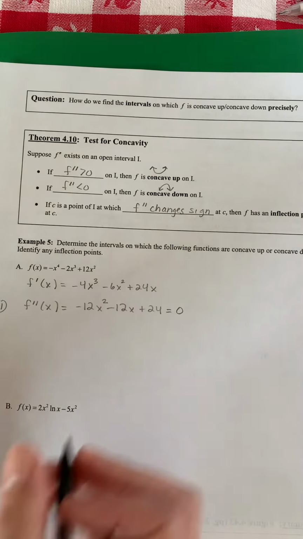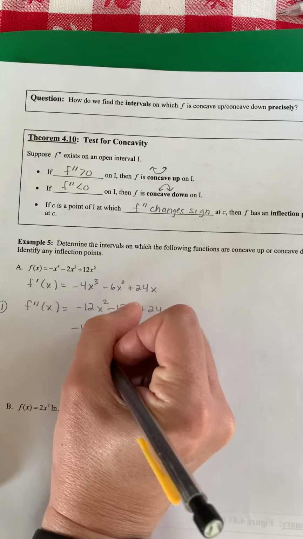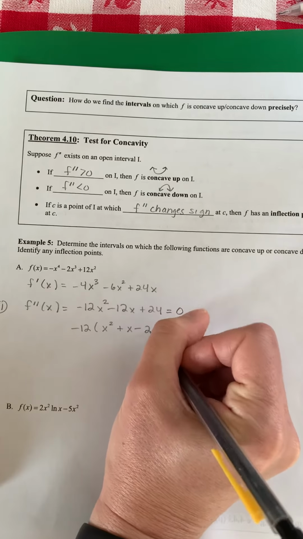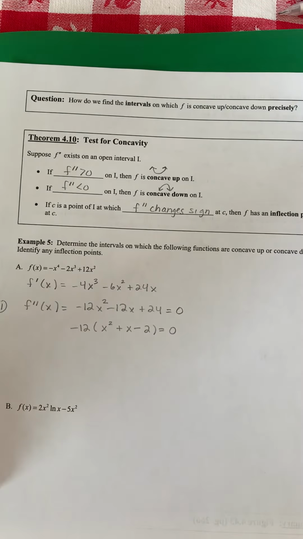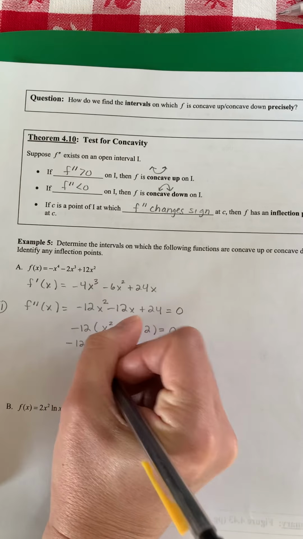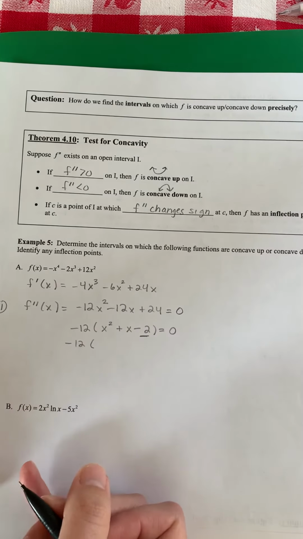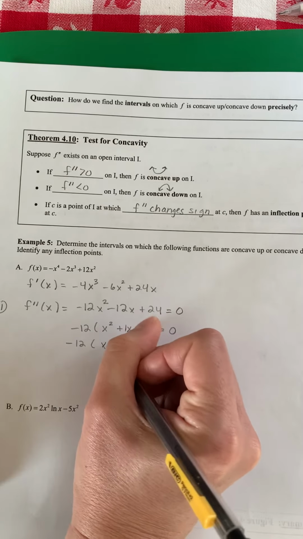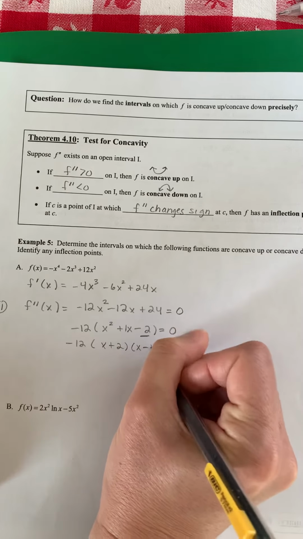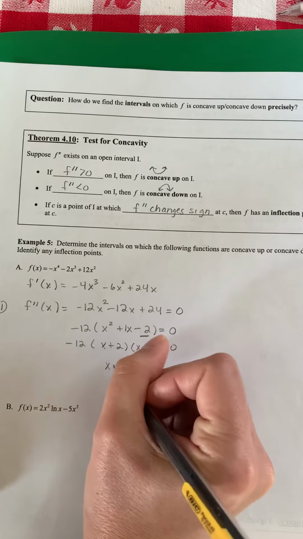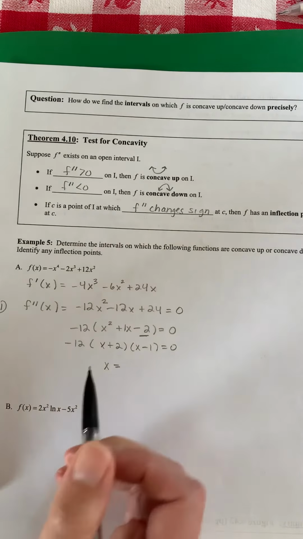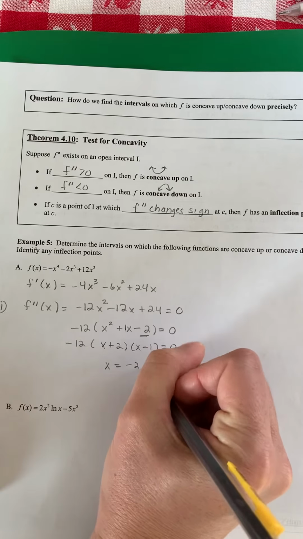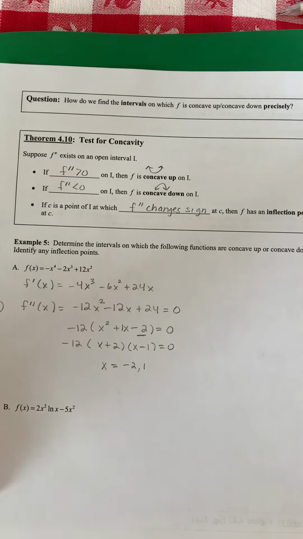Okay, so taking out a negative 12, we're going to get x squared plus x minus 2 equals 0. All right, factoring. We want to multiply to negative 2 and add up to the middle number of 1. We're going to get an x plus 2 and an x minus 1. Okay, so we get two possible inflection points at this stage. So negative 2 and 1 are two possibilities here.